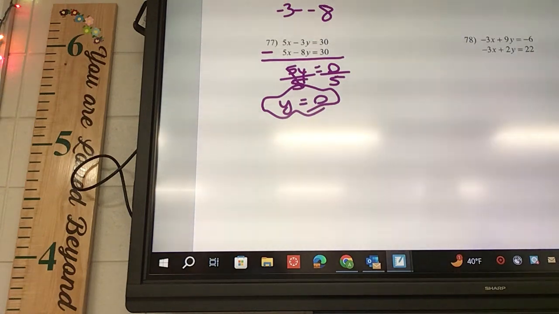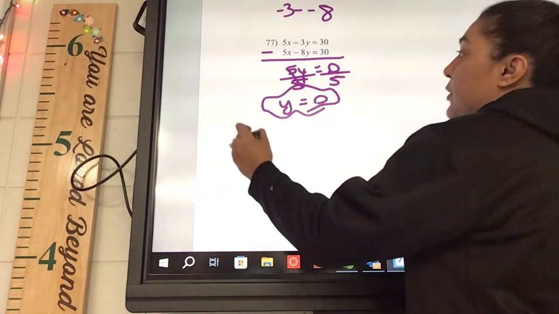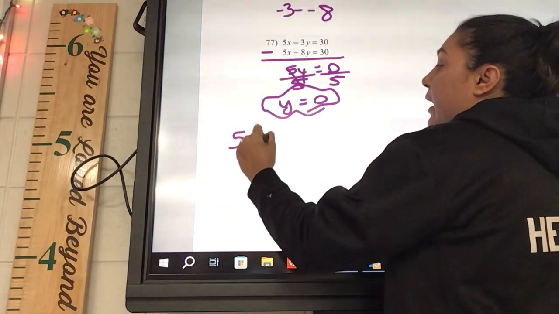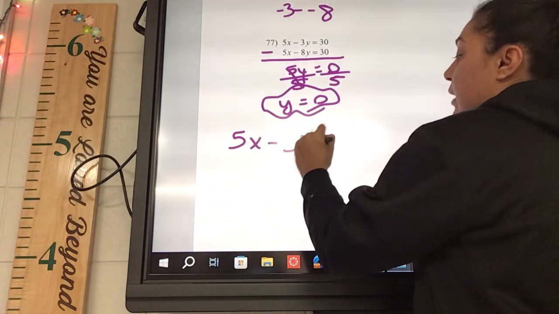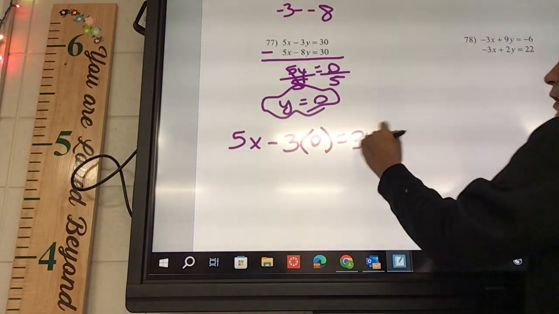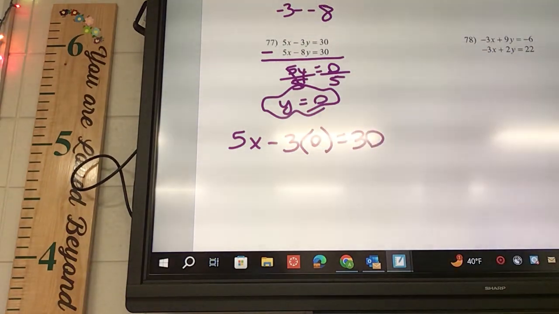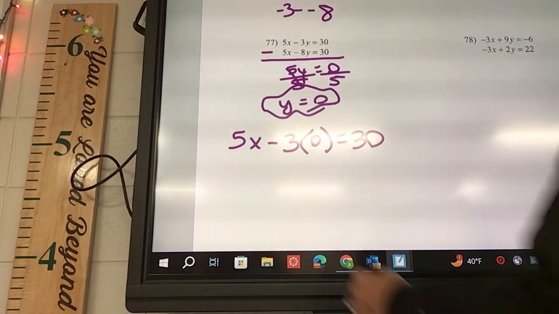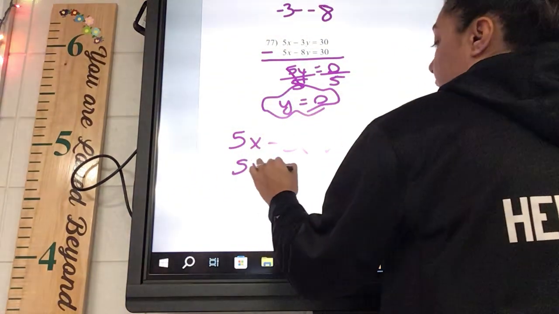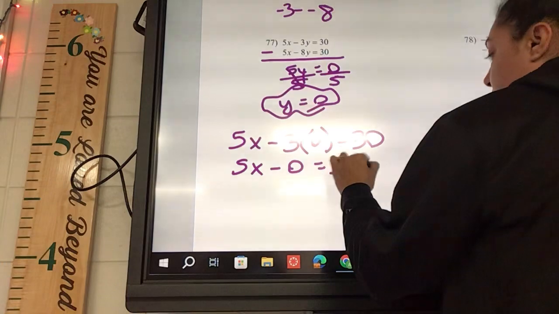Okay, and so we're going to plug this back into one of our original equations. And that is 5x minus 3, and instead of y, I'm putting a 0, equals 30. Well, 3 times 0 is 0. So I got 5x minus 0 equals 30.